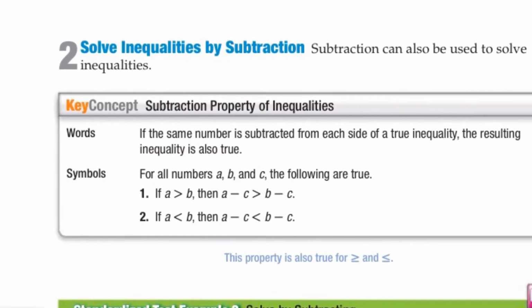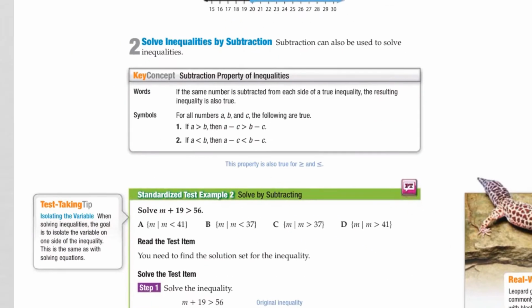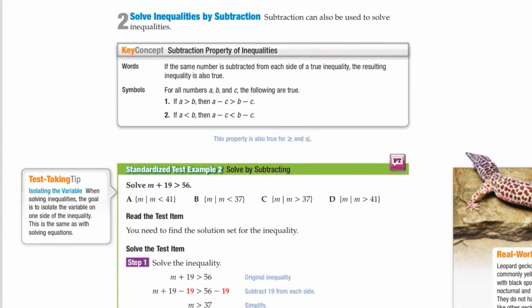So now subtraction is saying, if A is bigger than B, well then that means A minus C has to be what? Bigger than B minus C. If A is less than B, that means A minus C has to be less than B minus C. And this works also for the same properties.